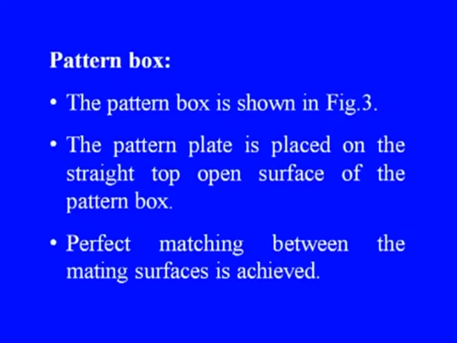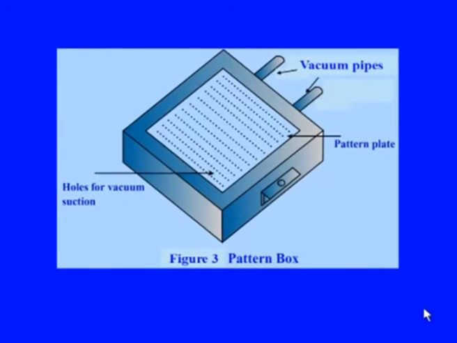The molding system in this process comprises the equipment needed to prepare the mold. This includes the pattern box, molding box, and the pattern. The pattern box is shown in figure 3. The pattern plate is placed on the straight top open surface of the pattern box. Perfect matching between the mating surfaces is achieved. This is the pattern box I was talking about, and these are the connections to the vacuum. One is for creating the vacuum and the other one is for releasing the vacuum. This is the pattern plate, and these are tiny holes for vacuum suction.